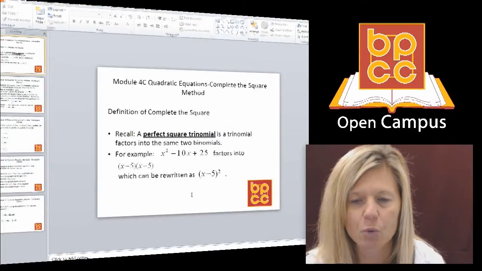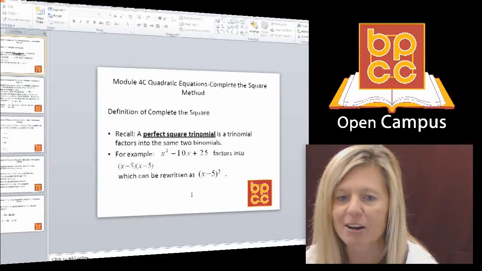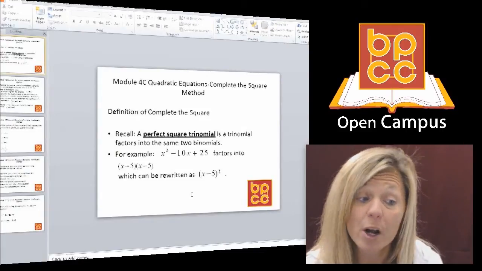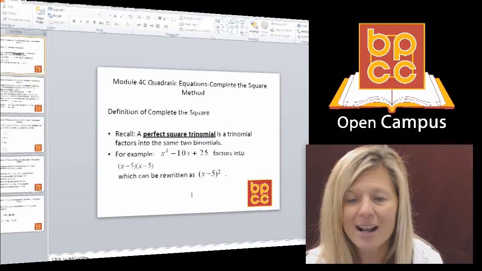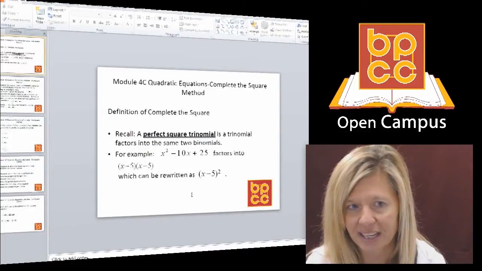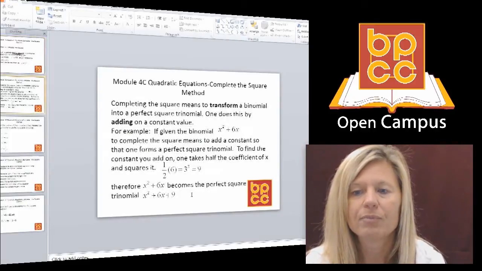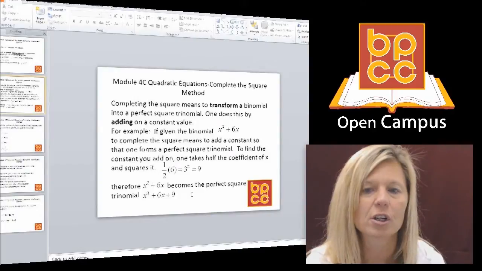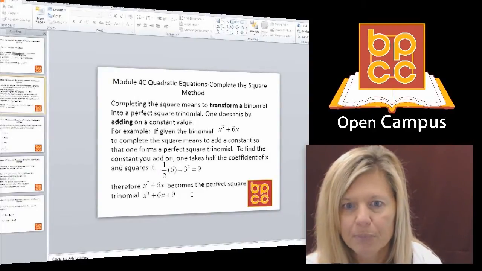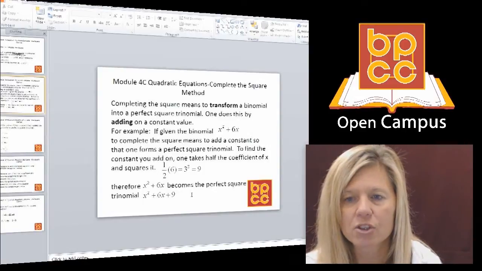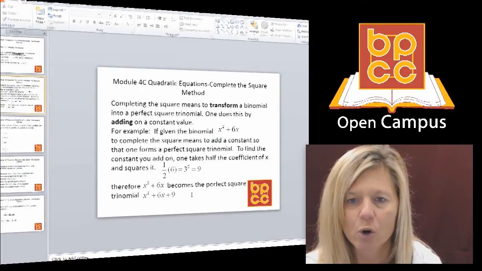So we know x squared minus 10x plus 25 would factor to be x minus 5 times x minus 5, which we know we could write a better way. We could write that as x minus 5 squared because we're multiplying the same thing. So now that we know what a perfect square trinomial is, let's understand the definition, complete the square. Okay, it's a definition. It says, completing the square means to transform a binomial into a perfect square trinomial.